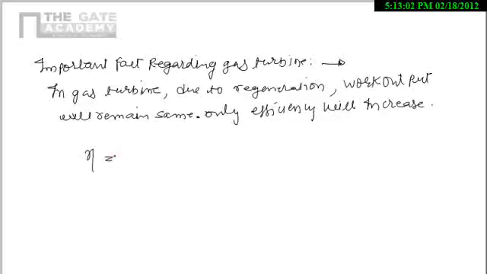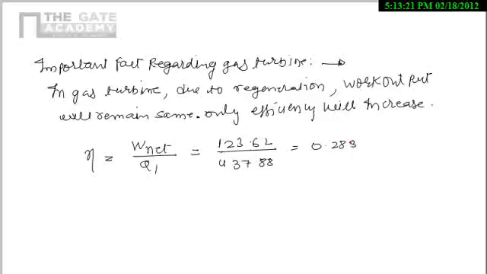So now let's again calculate the efficiency. Efficiency will be W net divided by Q1. So W net will be the same, 123.62, and we have already calculated Q1, that is 437.88. So now it is coming 0.2837 or 28.37%. So now we have proved this thing. With regeneration, the efficiency is coming 28.37, and without regeneration, the efficiency was coming 19.9.